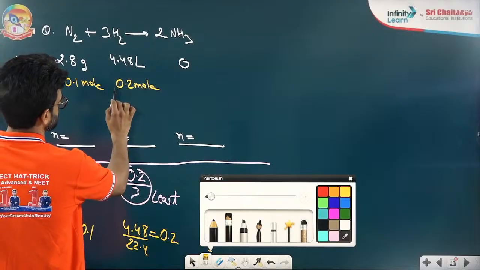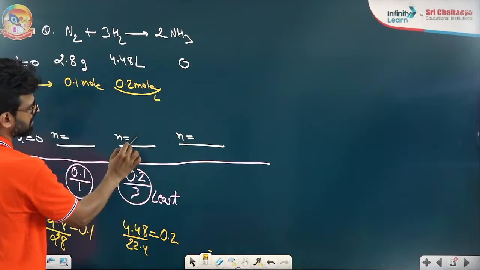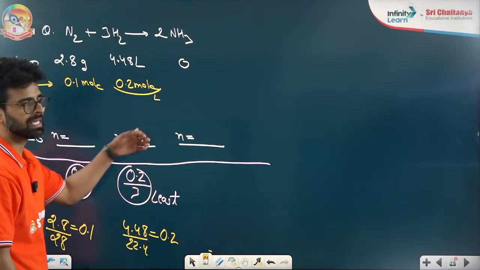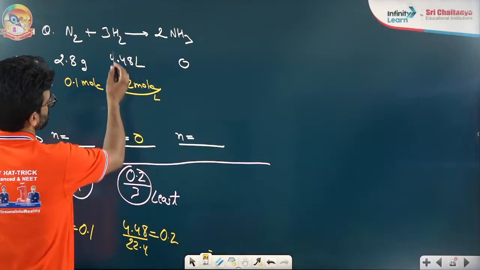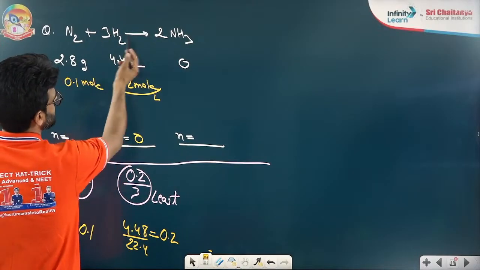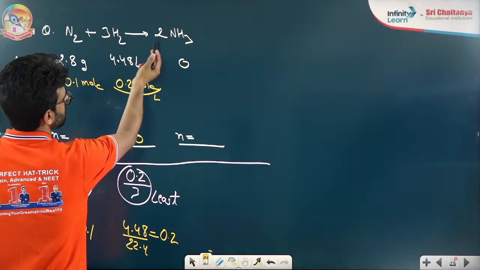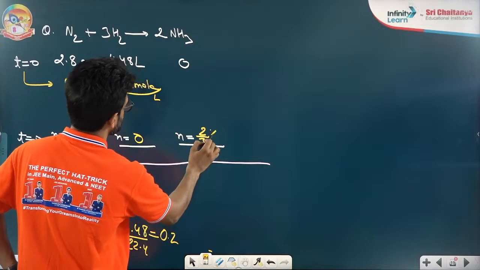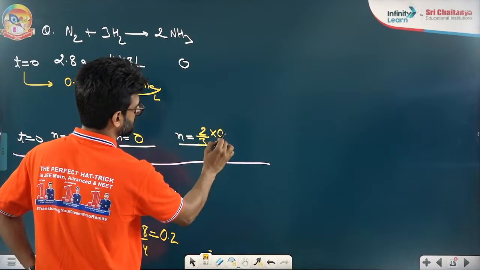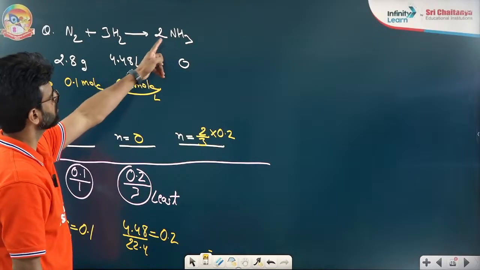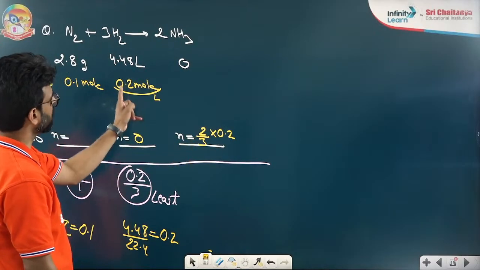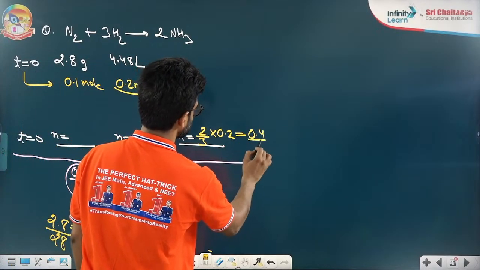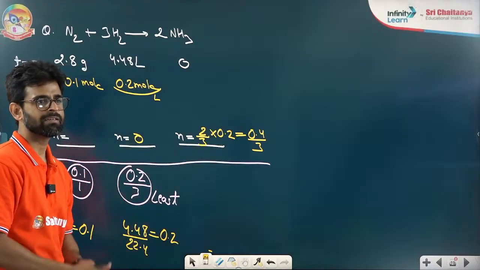So the limiting reactant will finally become 0. Limiting will finish to 0, and limiting will decide the amount of product formed. You can see 3 moles make 2 moles. So 1 makes 2 by 3, and then 0.2 will make how much? Unitary method: 3 makes 2, 1 makes 2 by 3, 0.2 makes 2 by 3 into 0.2. It's giving us 0.4 by 3.